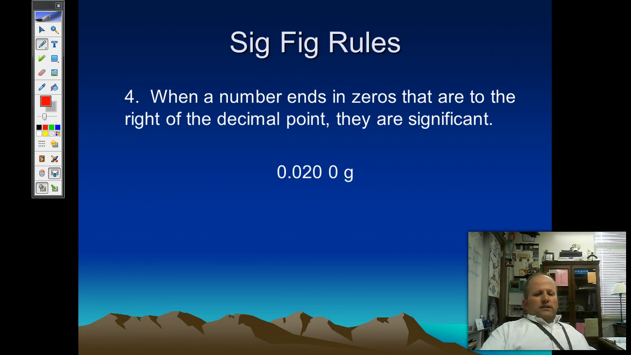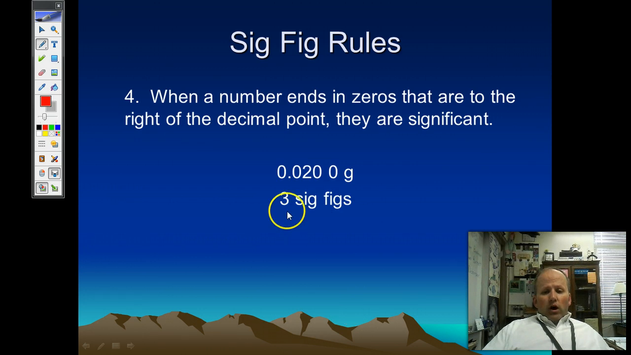And the number of sig figs, this has 3. From rule number 1, the 2 is significant. We don't have any between, so rule 2 doesn't matter. Rule 3, the zeros before the 2 are not, but this number ends in zeros, so the zeros after the 2 are. So the 2, the 0, and the 0 are significant.